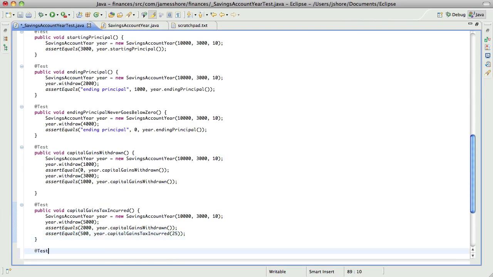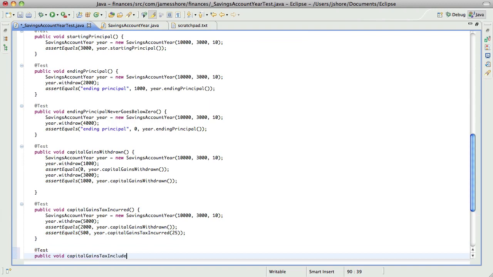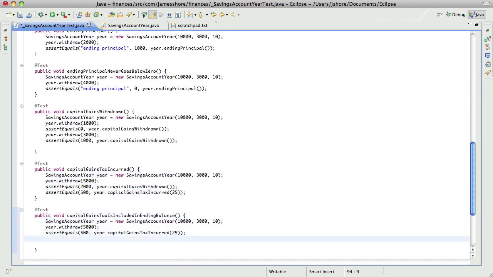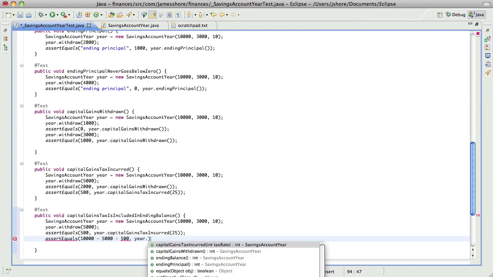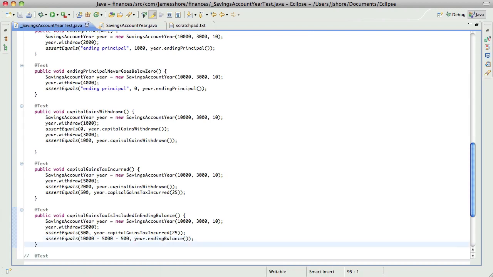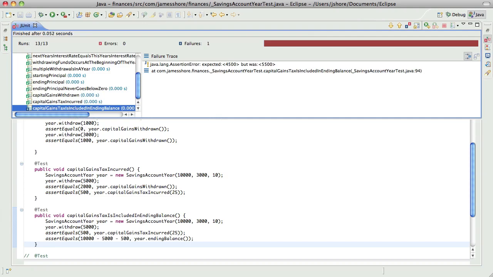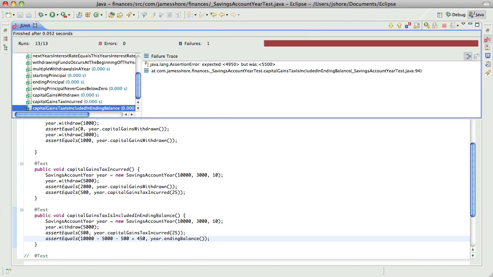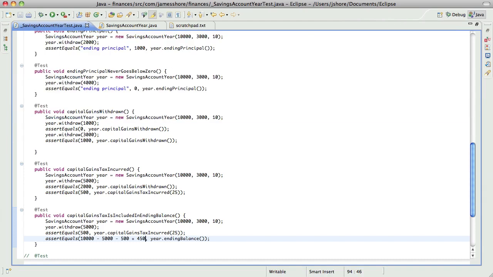Now, capital gains tax is included in ending balance. Do this exact same thing again. And we should say that we withdrew 5,000. We started 10,000. We withdrew 5,000. And we withdrew 500 in capital gains tax. Did I do that right? I don't know. Well, this isn't going to work because I haven't included capital gains tax in it. So 10,000 minus 5,000 minus 500 is 4,500 plus the 450 interest. So expect 4,950. So let's see about that.